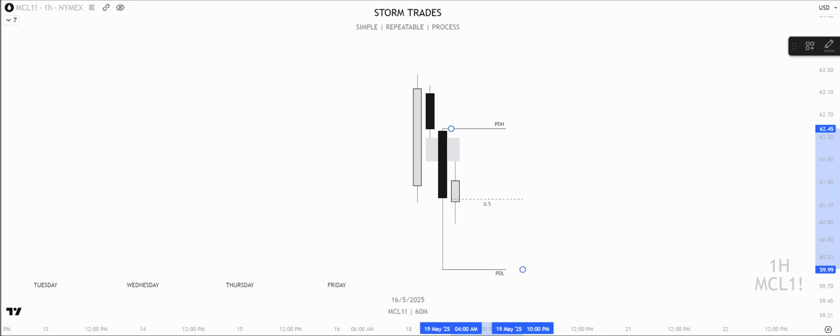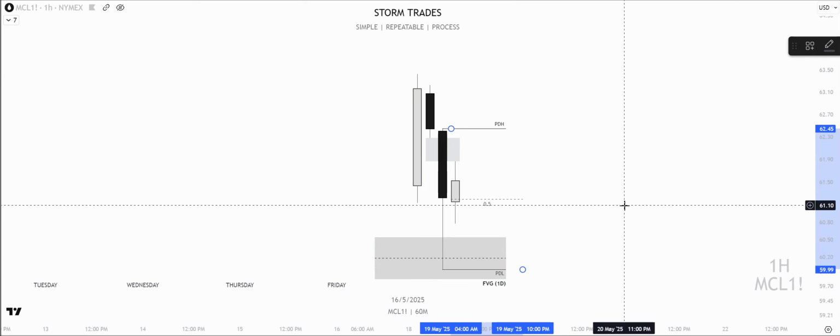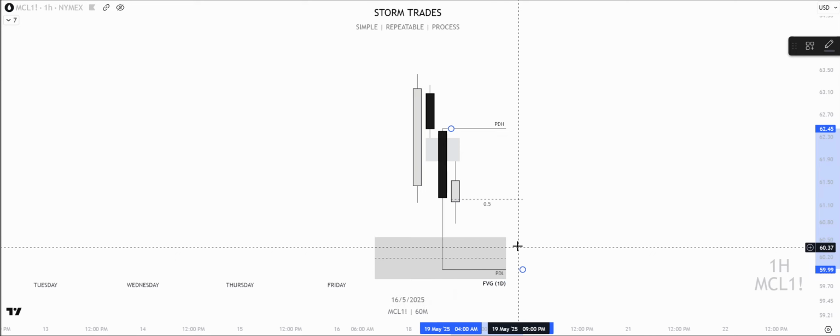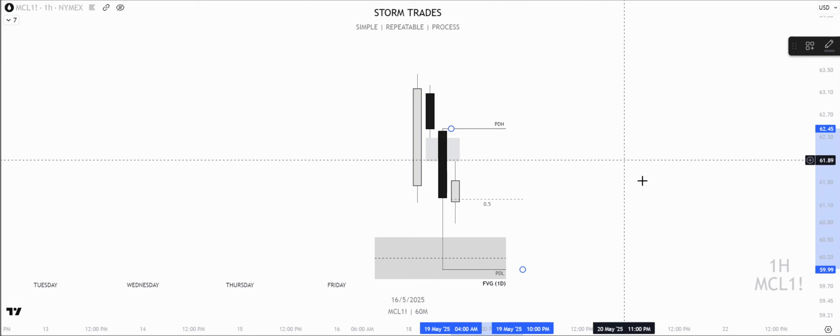Now, once I have the previous daily high and the previous daily low marked out, I want to look at where price is currently located. Well, turns out price was currently delivering out of a daily internal range liquidity, so a daily bullish fair value gap. We expect price to move from internal to external.